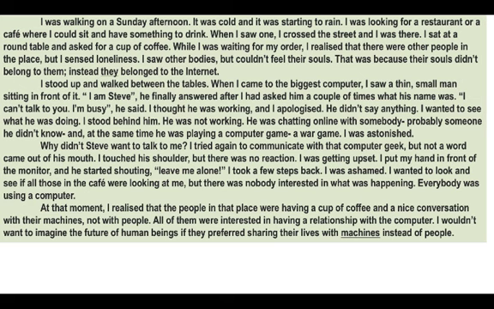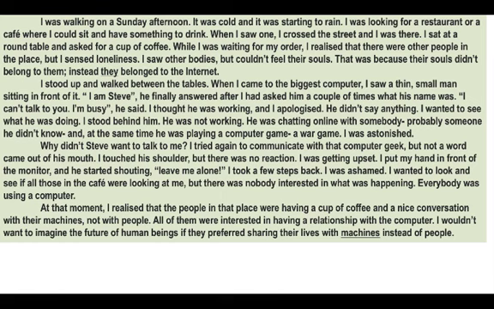Everybody was using a computer. At that moment I realized that the people in the place were having a cup of coffee and a nice conversation with their machines, not with people. I realized that the people in that place were having a cup of coffee and a nice conversation with their machines, not with people. All of them were interested in having a relationship with the computer.